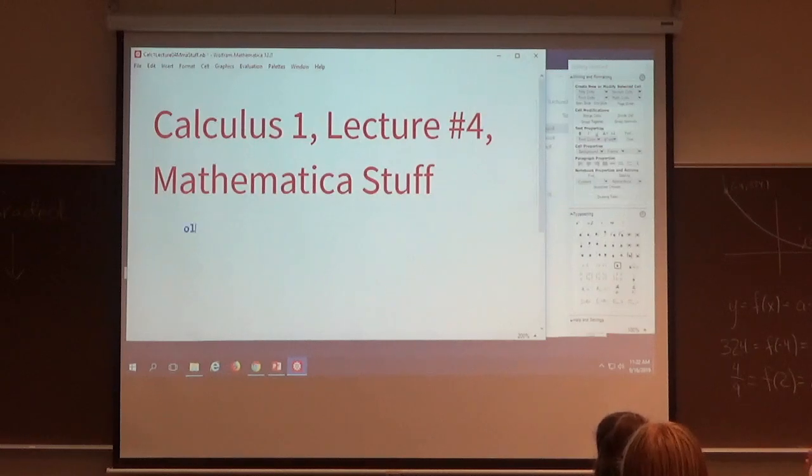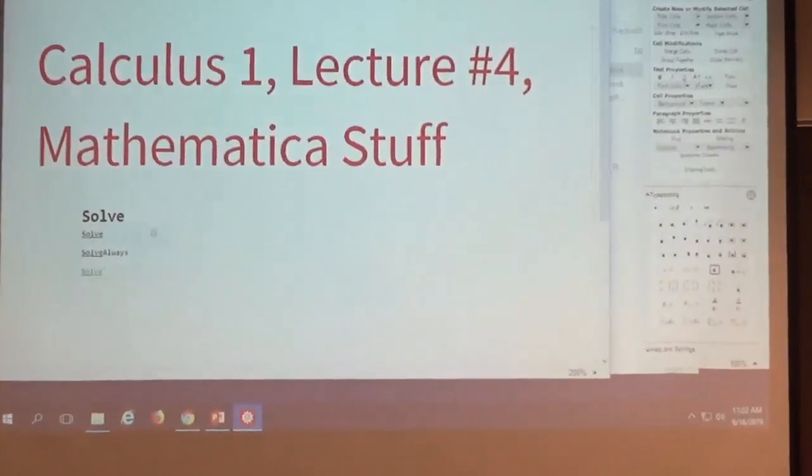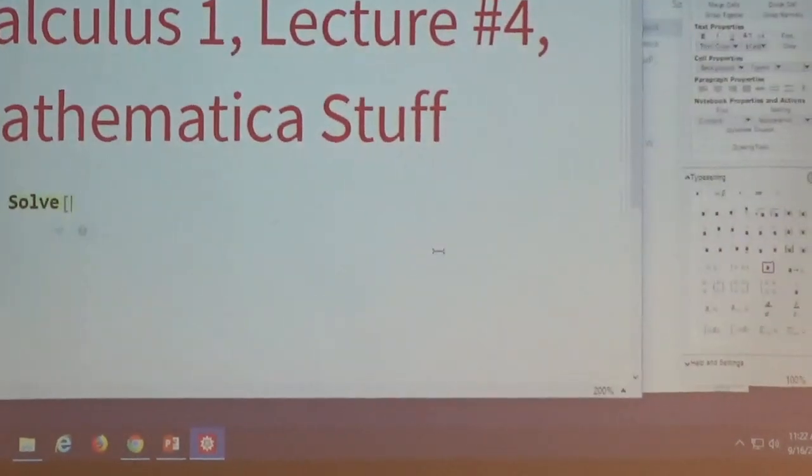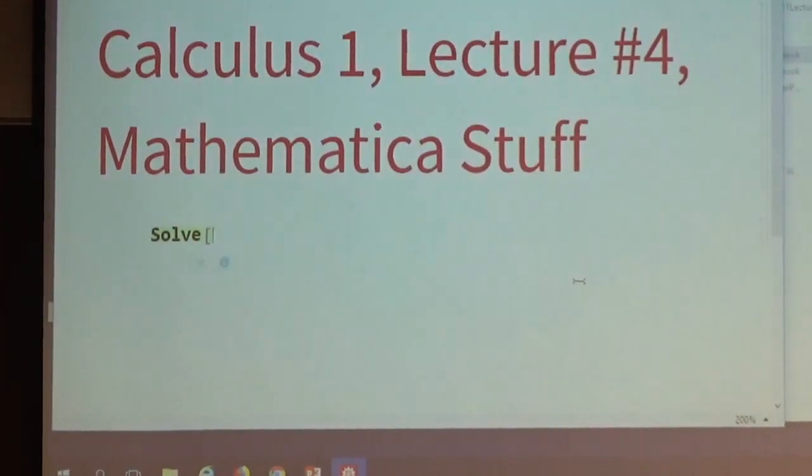So again, Solve, capital S-O-L-V-E, will solve equations when they are solvable. Some equations are not really solvable, or you at least have to approximate the answer instead of finding an exact representation. Type the equation in, 5e to the 3t. Capital E is the quickest way to get the number e in Mathematica. Don't use a lowercase e.